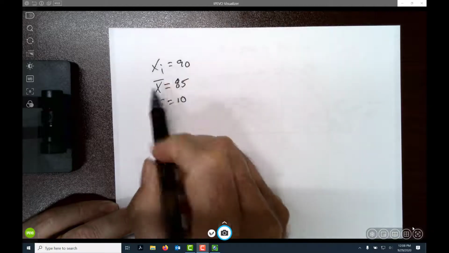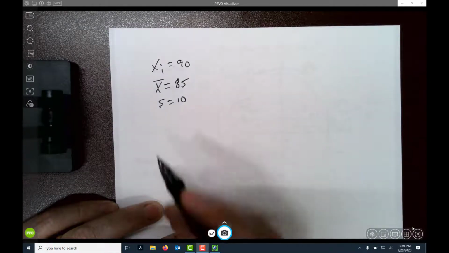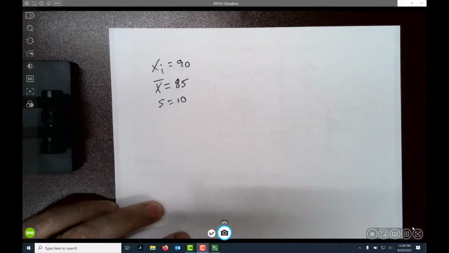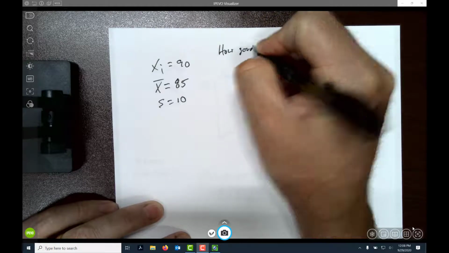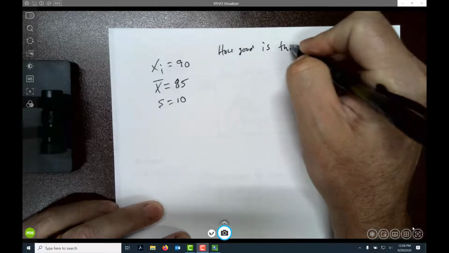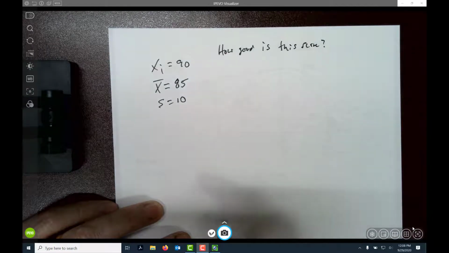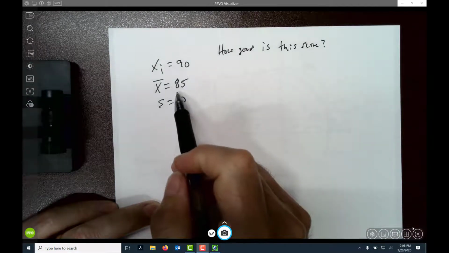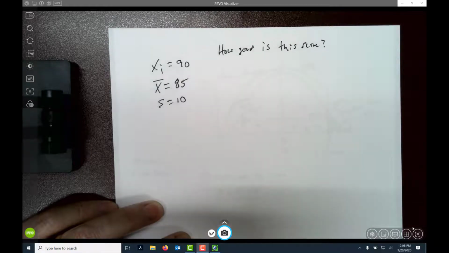So her score, her x sub i, is 90. And we want to know how good that score is, because she's been posting on Instagram and TikTok that she's the smartest person in the class. She's a really, really good student. So the question is how good is this score? Because this score we know is above average, but it could be very, very close to the mean, or it could be very far away from the mean.